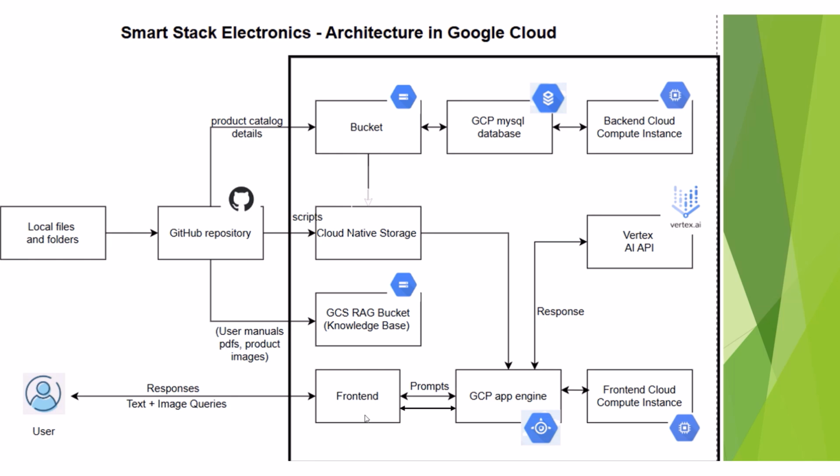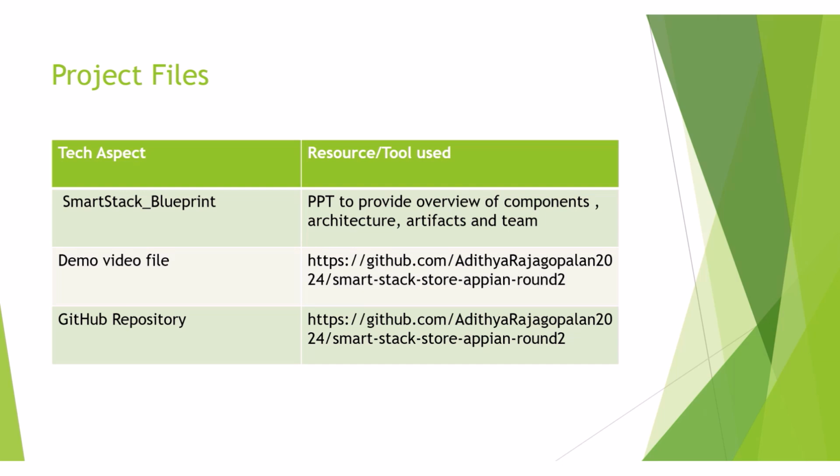The user interacts with the front end by sending text or image queries or both, which is then passed along with the data from the GCP MySQL database and the RAG bucket to Vertex AI as context, from where the response is returned back to the front end and the user can view that and act on the same.